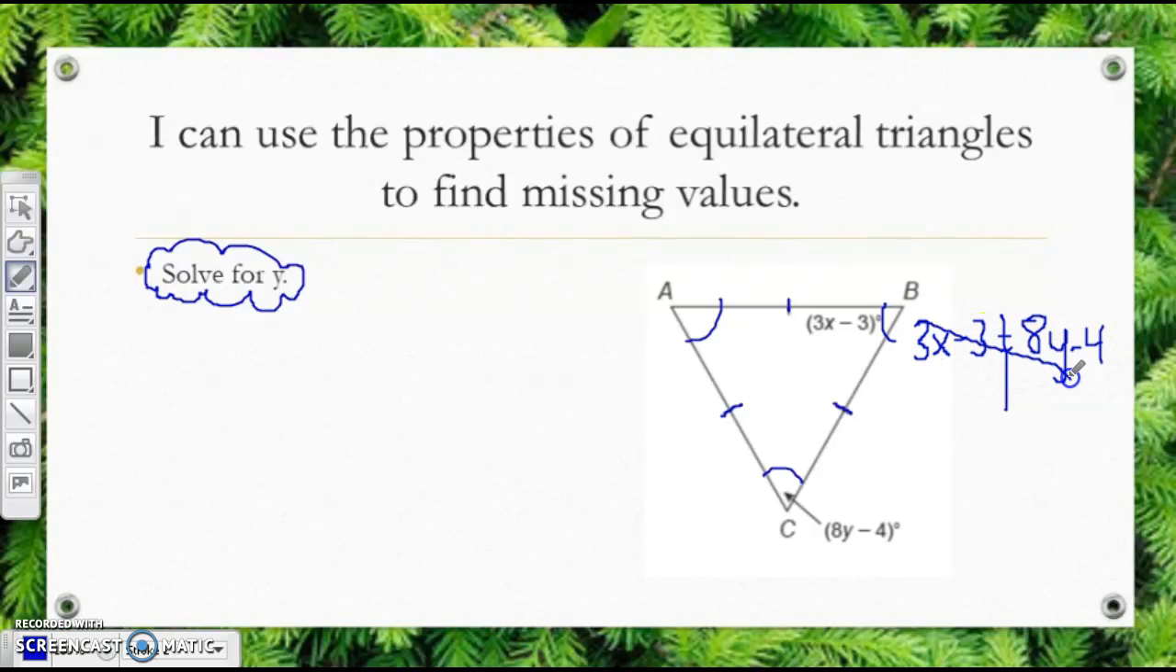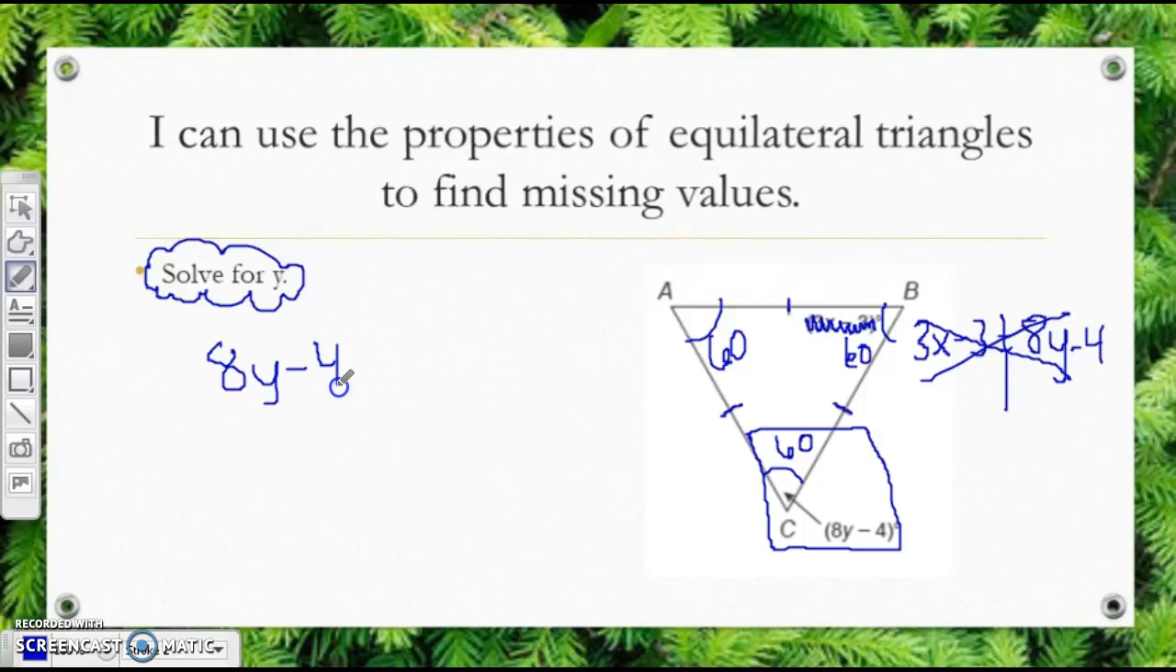So basically, the x here is just a distractor. We don't even need that piece of information. We already know that all three angles are congruent, so we already know that each angle has to be 60 degrees. So the only thing that we need is this information. We can say angle C is 8y minus 4, and we know that has to equal 60 degrees.